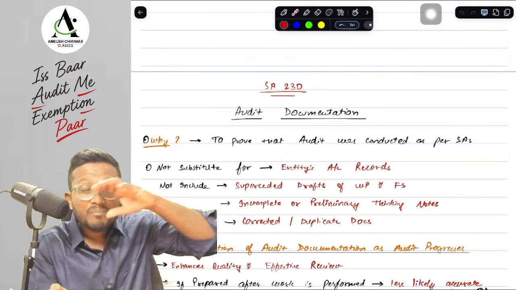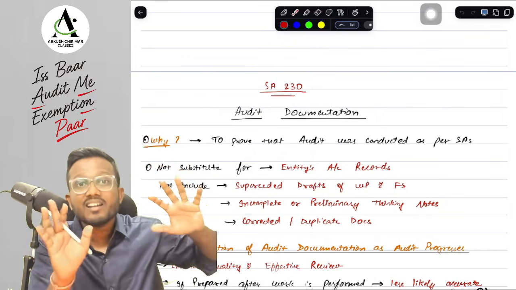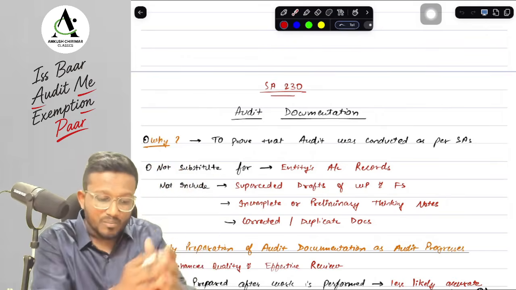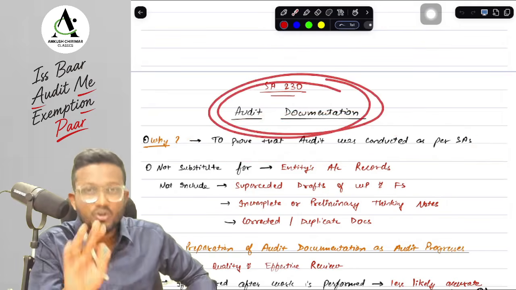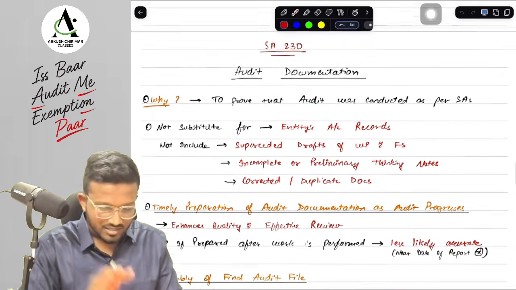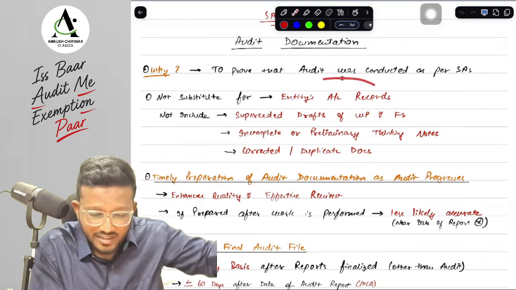In big fours and big companies, it is already assumed that if you're not documenting something, then the thing was not done. So everything that you're doing, you need to document. So here, to prove that the audit was conducted as per standards, we need to document everything. Okay, yes sir. Now, can it be said that the audit documentation is a substitute for the entity's accounting record?